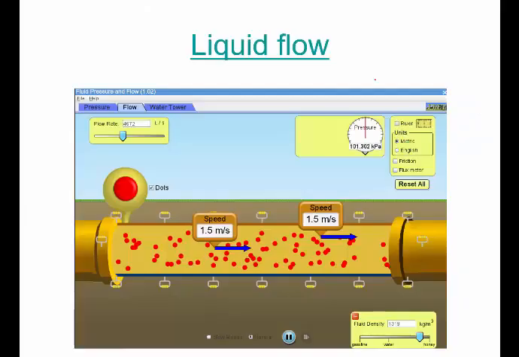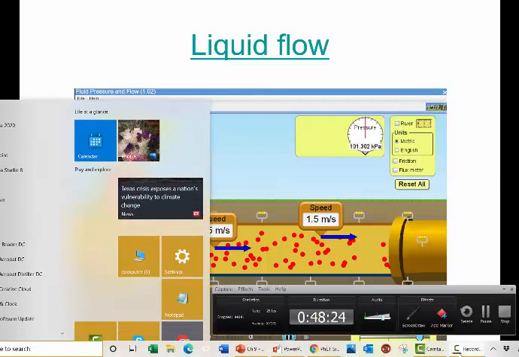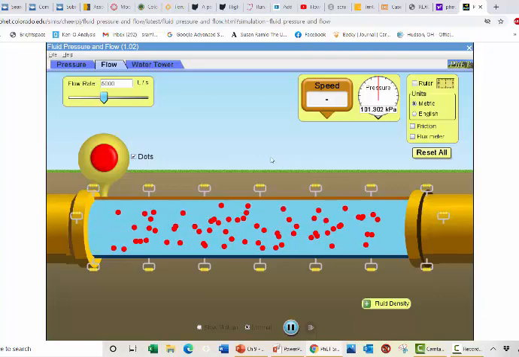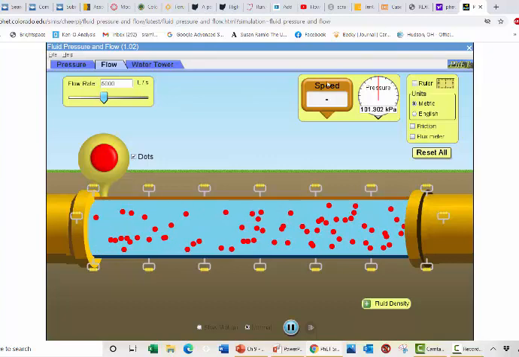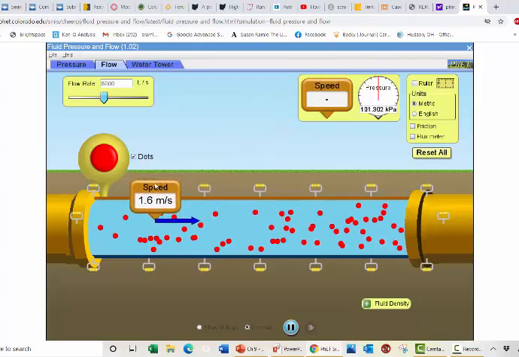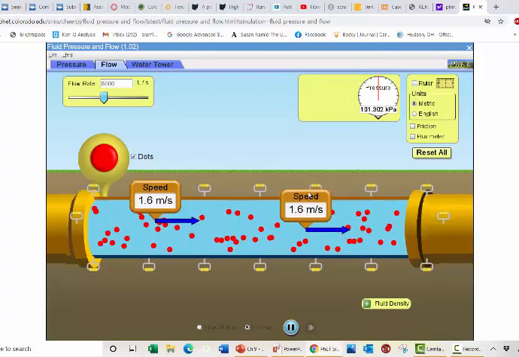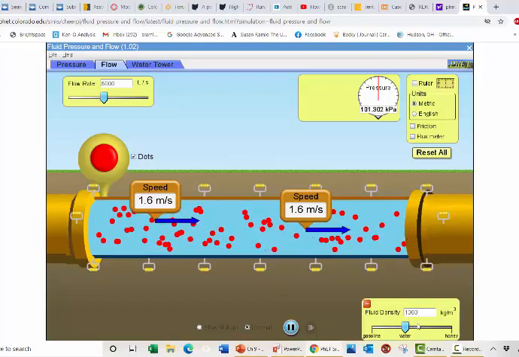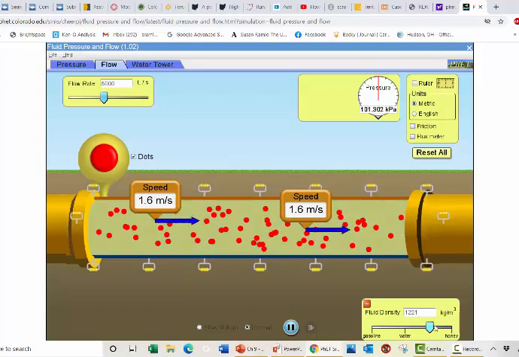I'm going to have to pause again because it seems like it takes me forever for these things to pop up, and you don't want to wait for that. All right, so here we can see flow. We have a flow rate of 5,000 liters per second, and we can actually measure our speed at different points. Then we can change our fluid density. Right now it's water, but what happens if we make it more viscous, so we get to something more like honey?